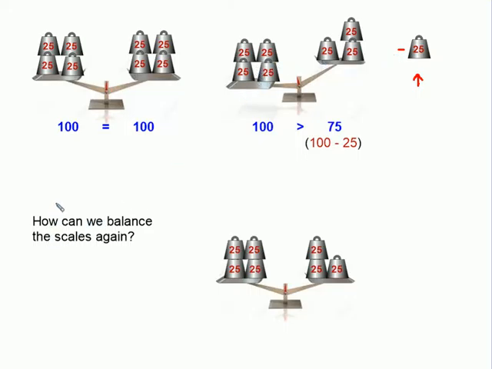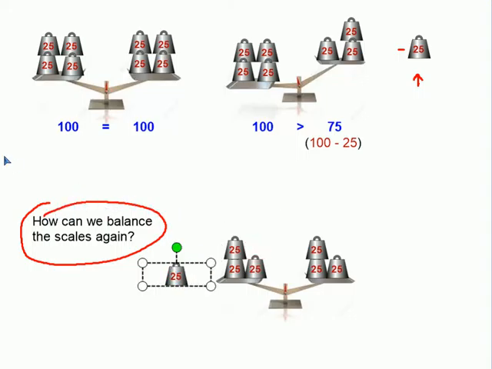So the question is, how can we balance the scales again? Well, we could remove 25 more pounds from this side, and then all of a sudden our scales would be balanced. This is the basis of what we're going to do with equations.